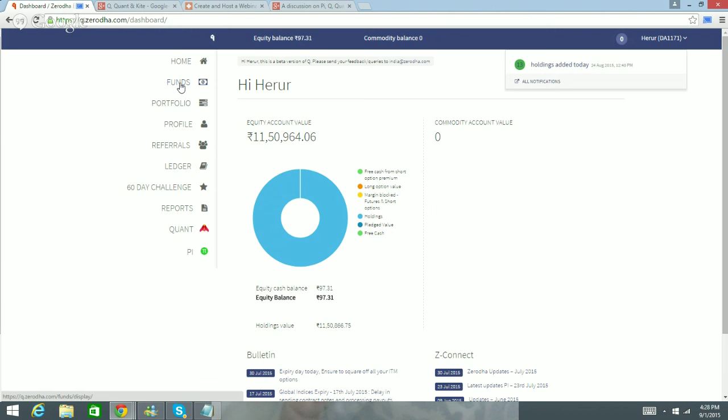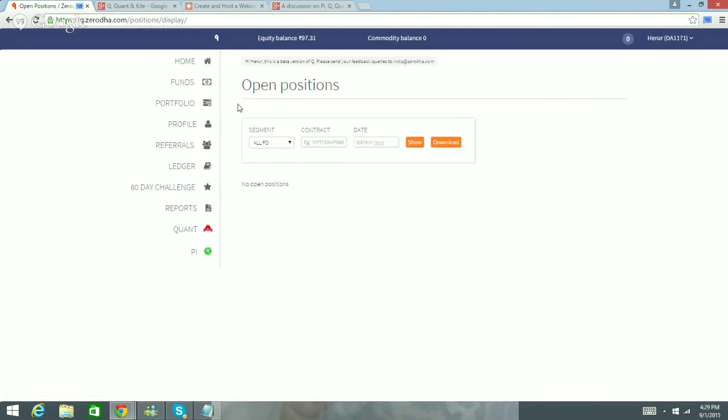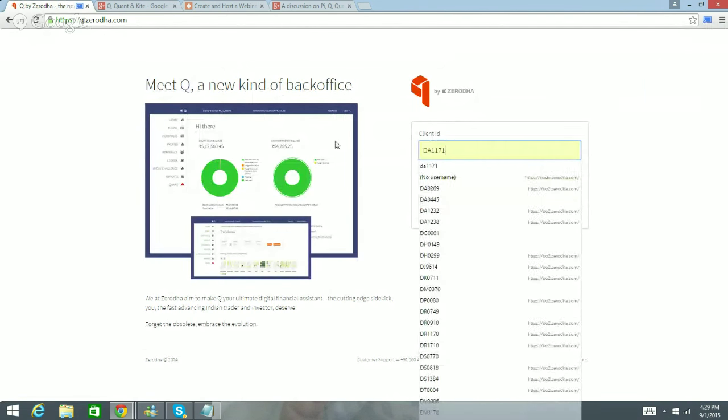So let's go one by one. First is the funds tab. The funds tab is basically where you can see the account balance, the withdrawable balance, and if someone has to submit any request for withdrawals, this is where he submits, right? Next is portfolio. Okay, this person doesn't have any open position, but this is where you can see the open positions. Okay, so let me try logging out and taking someone who's got positions.